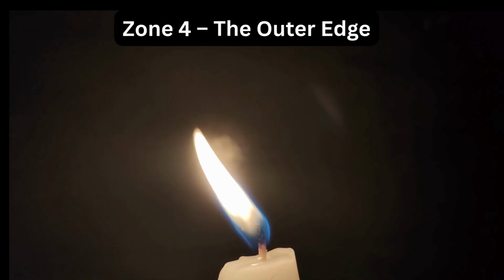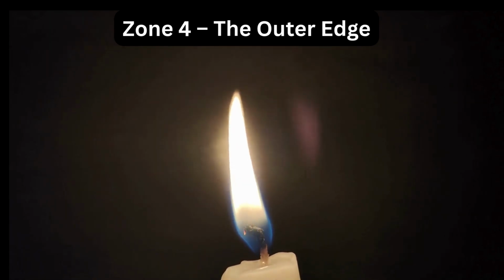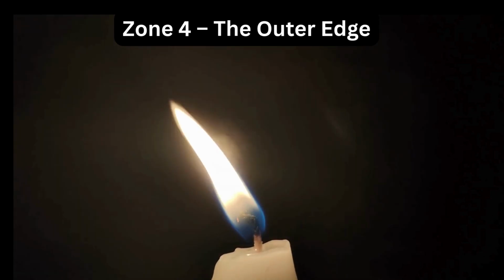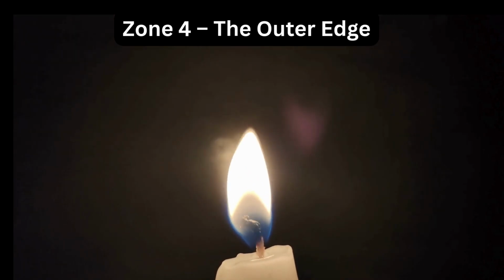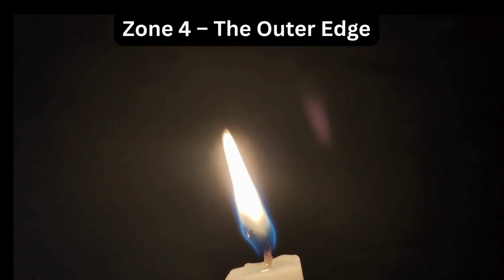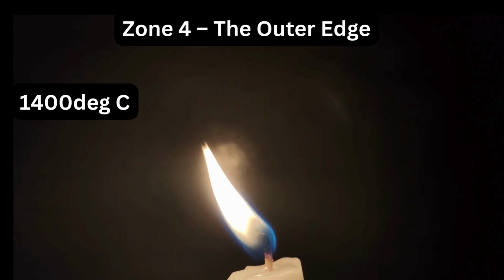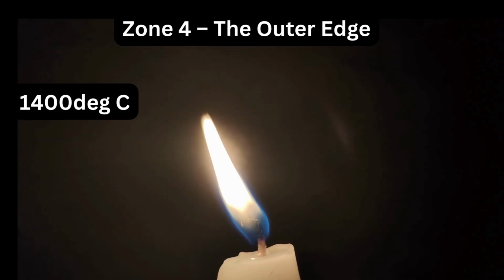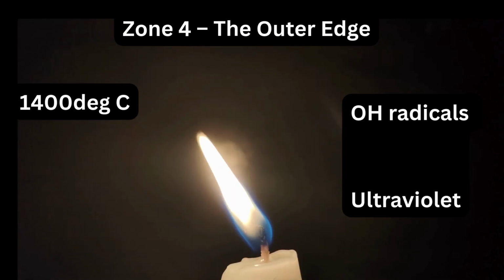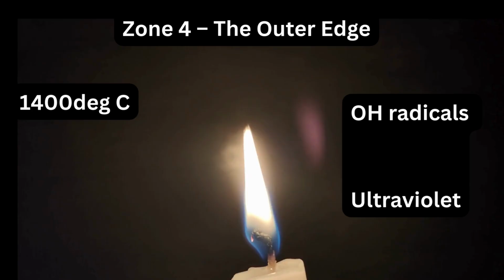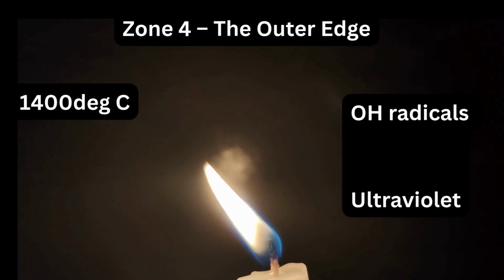Zone 4, the outer edge. Finally, at the very edge of the flame, oxygen is plentiful. Here, the last bits of fuel and soot burn completely into carbon dioxide and water. This is the hottest zone, reaching around 1400 degrees Celsius. Sometimes you will notice a faint blue edge that comes from OH radicals giving off light. Most of it is ultraviolet, so our eyes can't see it.